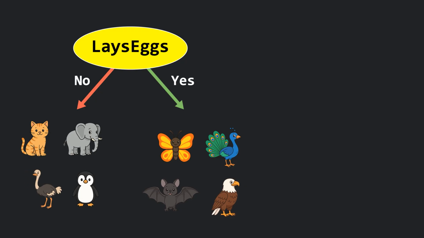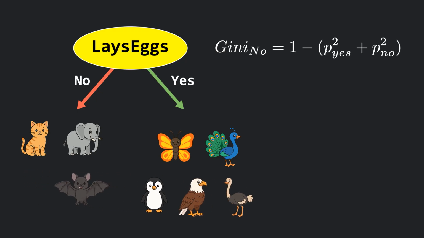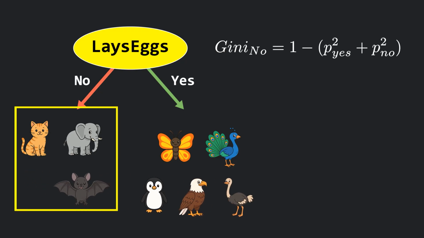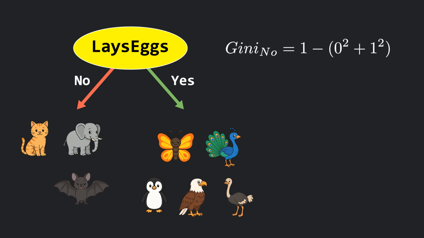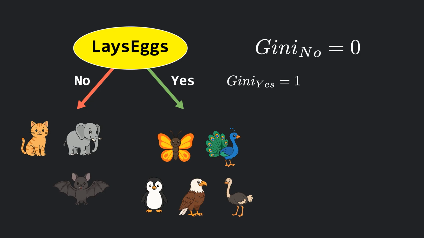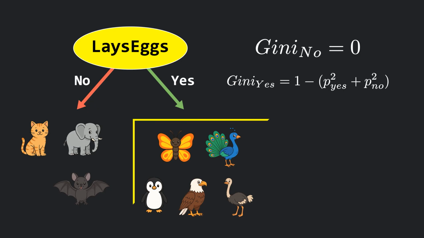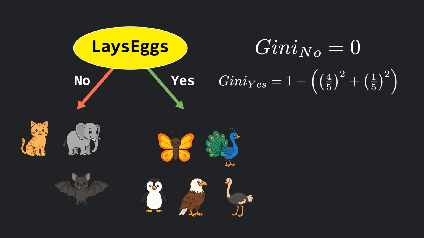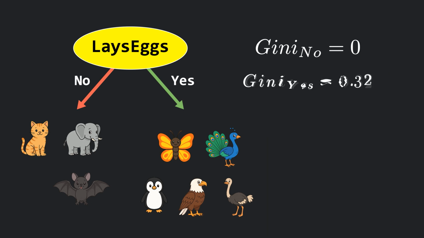Next, let's check the lay eggs feature. In this case, we have 3 samples on the no side, and none of them are birds. So the Gini for this group is 0, which means the group is pure. On the yes side, we have 5 samples with 4 birds and 1 not bird. So the Gini there is 0.32.